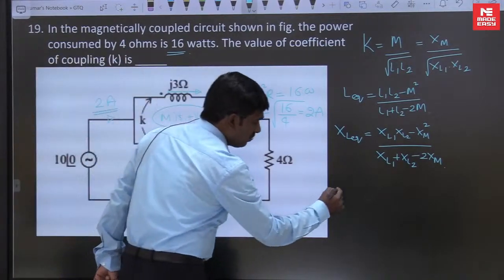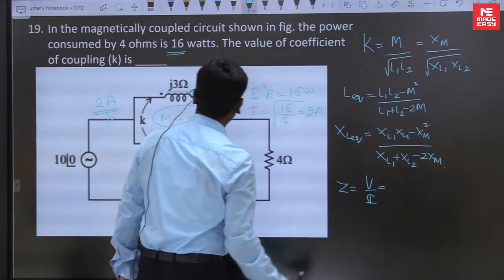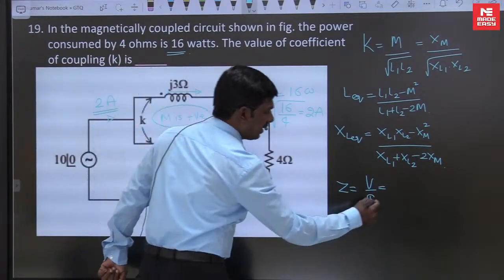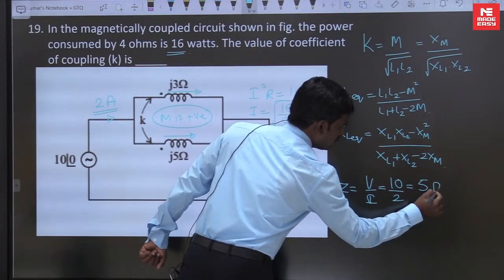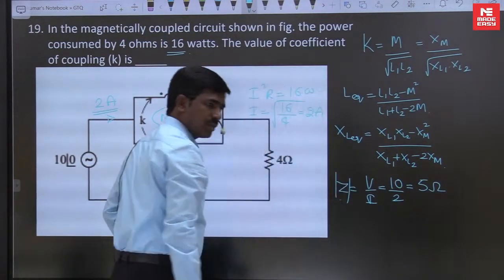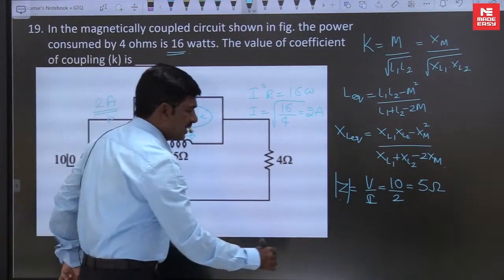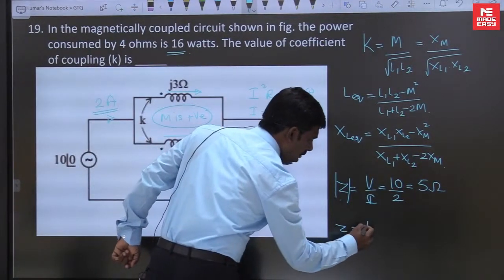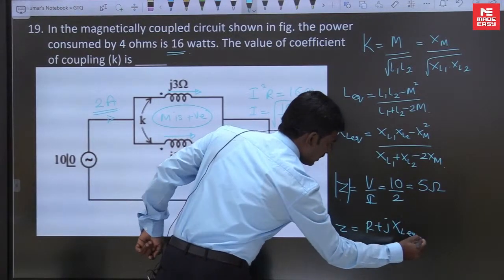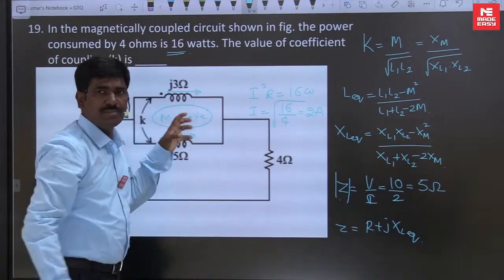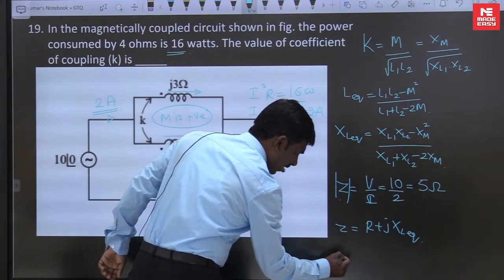So find out the Z value. Z is equal to V by I. V is equal to 10 upon 2, 5 ohms. This is a magnitude. This total impedance of the circuit, what can we write? Z is equal to R plus jXL equivalent. This is its XL equivalent. So Z value is 5.